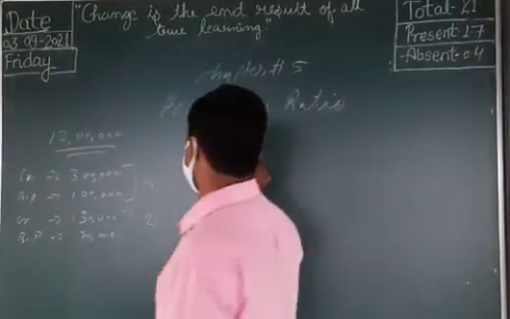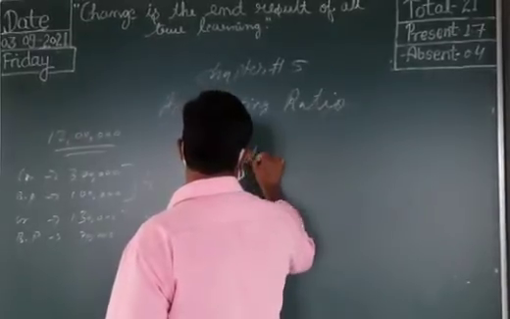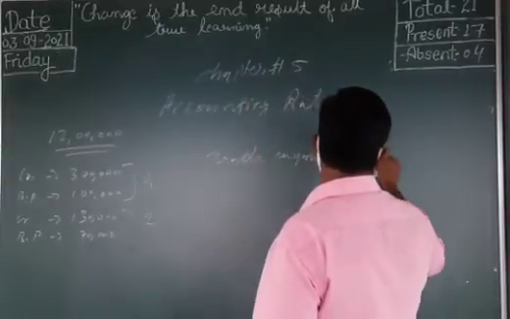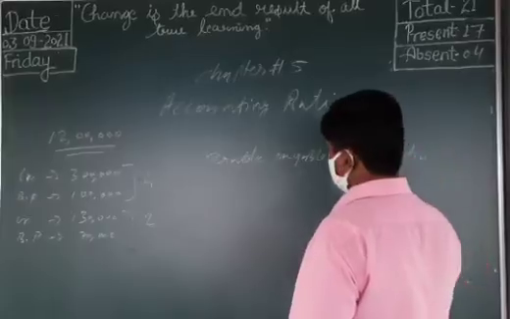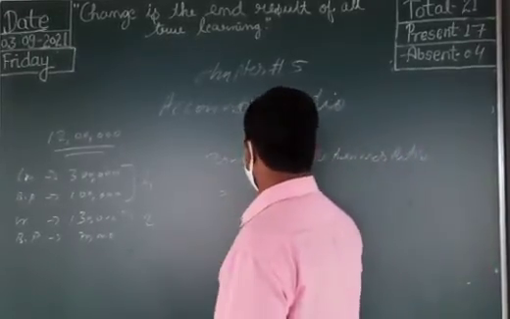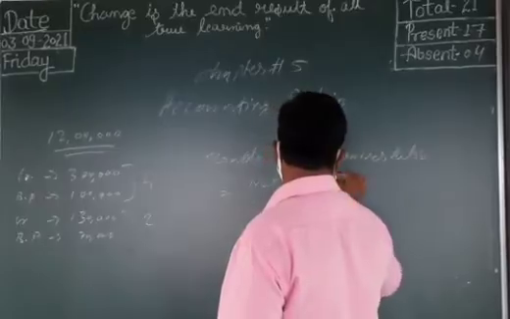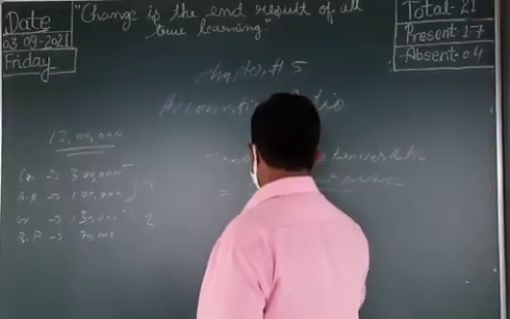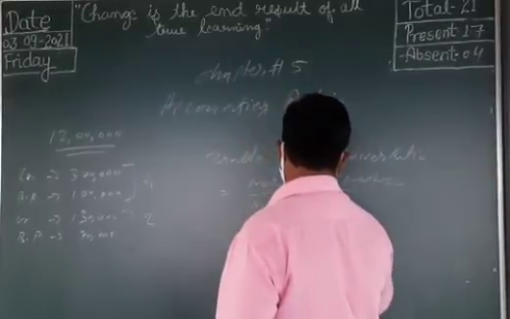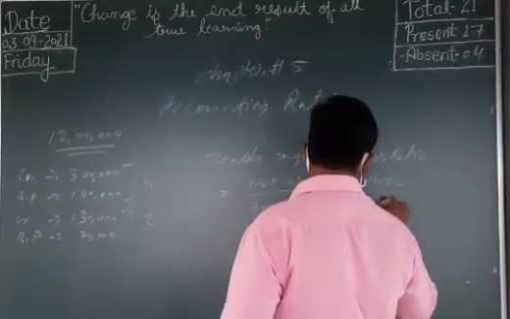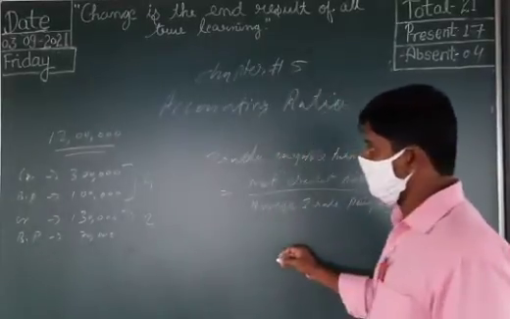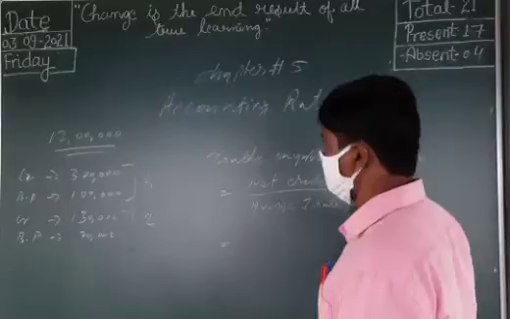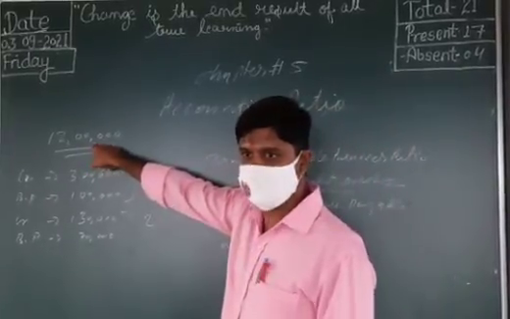Trade payable turnover ratio is equal to net credit purchase upon average trade payable, no? Very simple. In this question you can see that those things are given directly. That net credit purchase is directly given. This one, no?